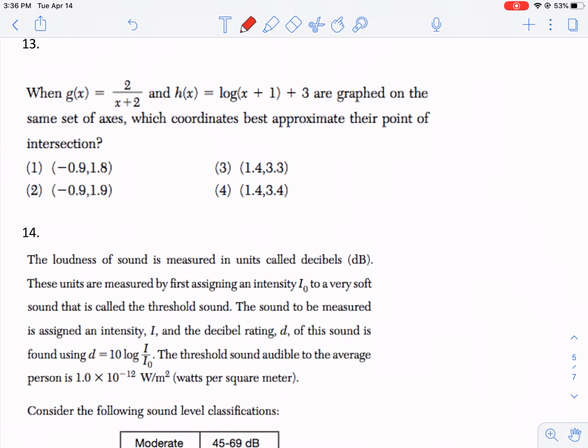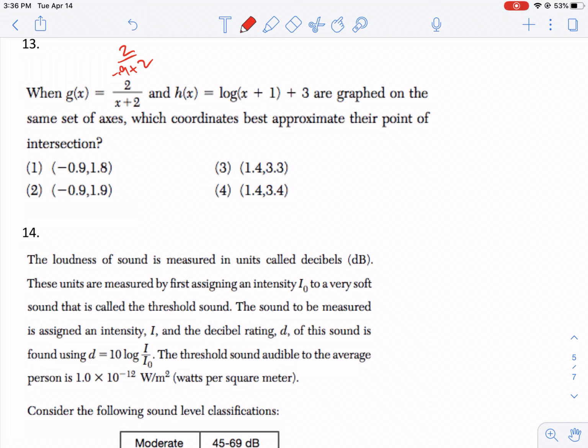13. When g of x and h of x are graphed on the same set of axes, which coordinates best approximate their point of intersection? Again, if you know how to use the calculator and do the intersection point, that would give you the answer directly. Other than that, you are limited to picking what point you think it is and plugging it in to see if it works for both of them. Alright, so we're going to plug in a negative 0.9 for the x value and see if we get 1.8 for a y value. Alright, carefully.